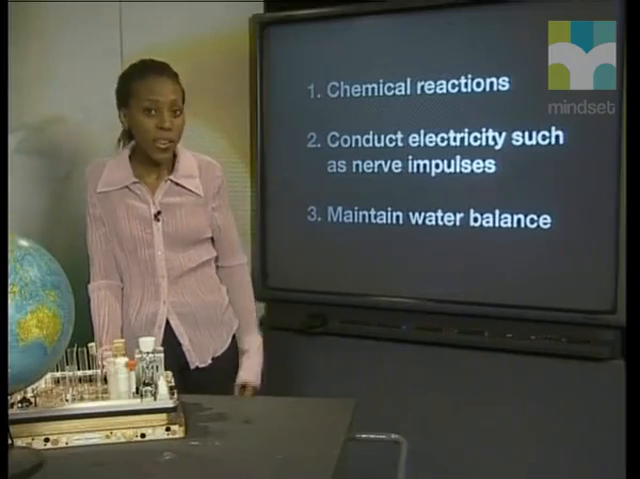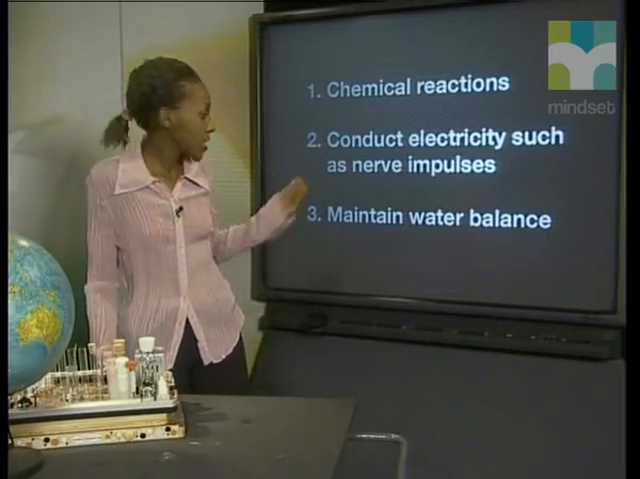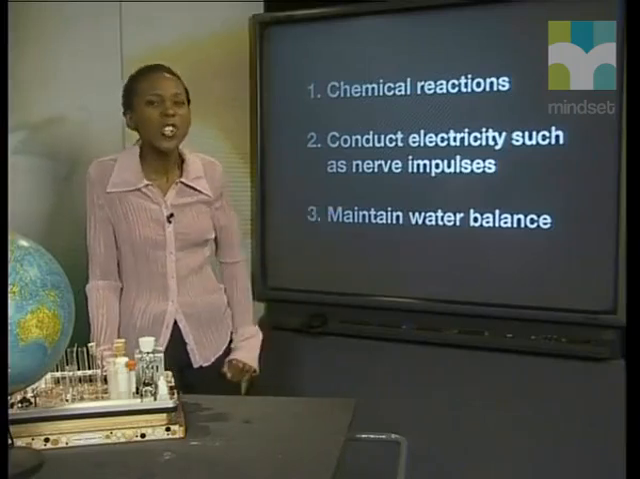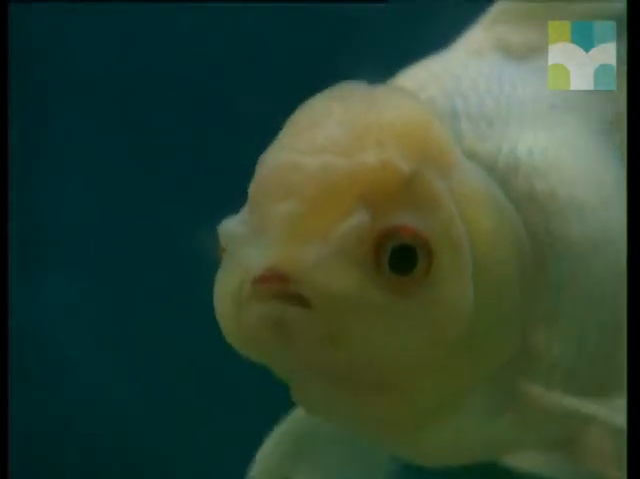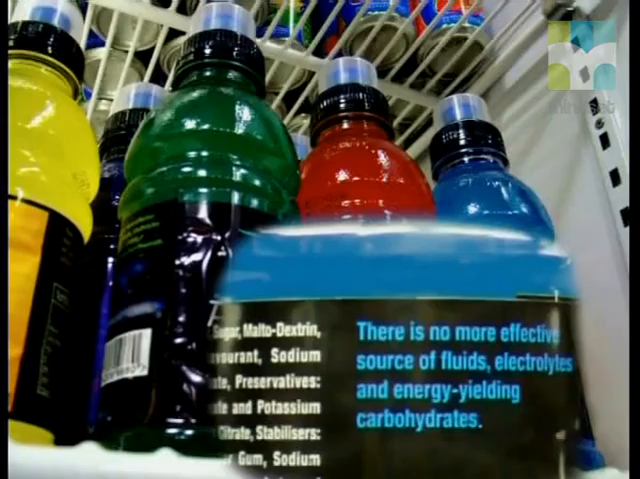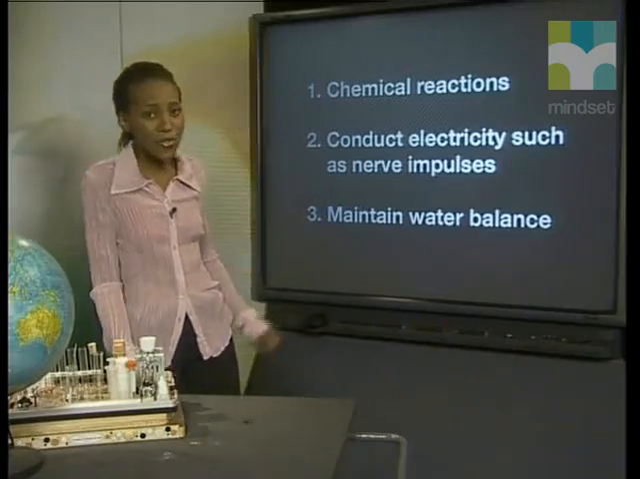Once inside an organism, the ions are used in chemical reactions, to conduct electricity such as nerve impulses, and to maintain water balance so that there is not too much or too little water in organisms' cells. You may have heard of electrolytes in sports drinks. These are present because when we exercise and sweat, we lose water and the ions dissolved in it from our bodies through the skin. They need to be returned to the body so that chemical reactions, nerve impulses, and water balance can continue in our bodies. Let's explore points 2 and 3 a little further.